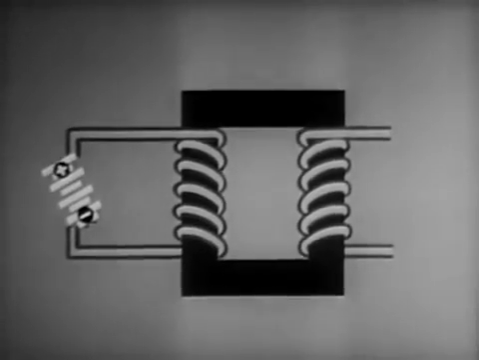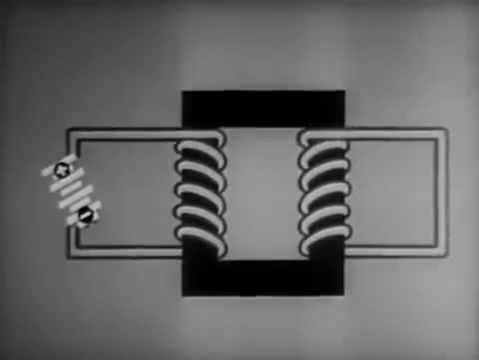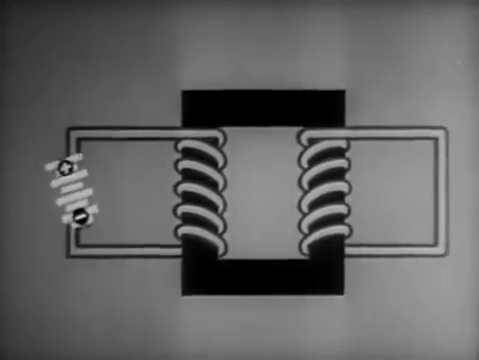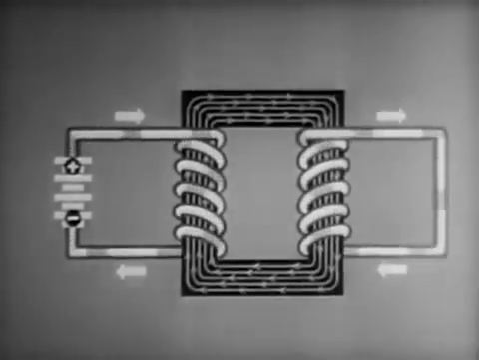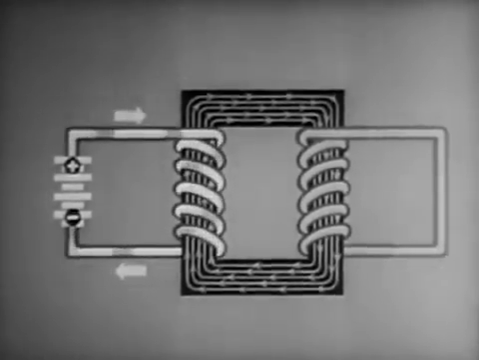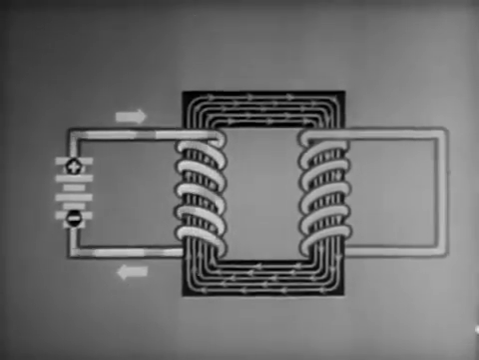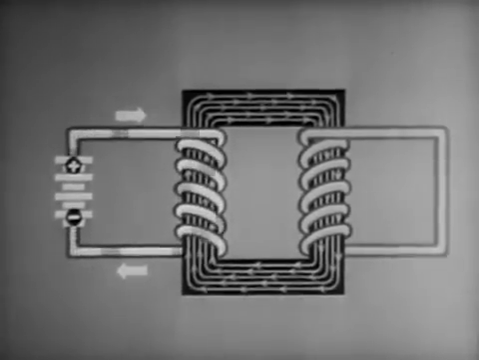Now, let's see what happens when the other winding is part of a closed circuit. Current flows through it during the instant while the magnetic flux is building up. As soon as the magnetic flux reaches a steady value, however, this induced current disappears.